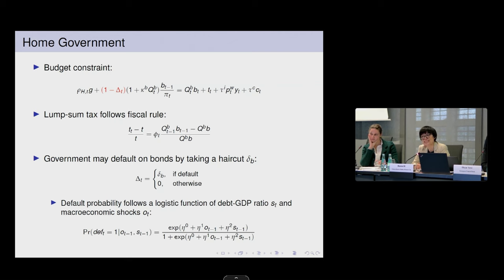Importantly, the government can default on the bonds by taking a haircut. So there are two regimes here. They can default, take a haircut of delta B, or no default. And the default probability follows a logistic function, and you can think it's some kind of functional form of the debt over GDP ratio, as well as macro conditions of the economy.